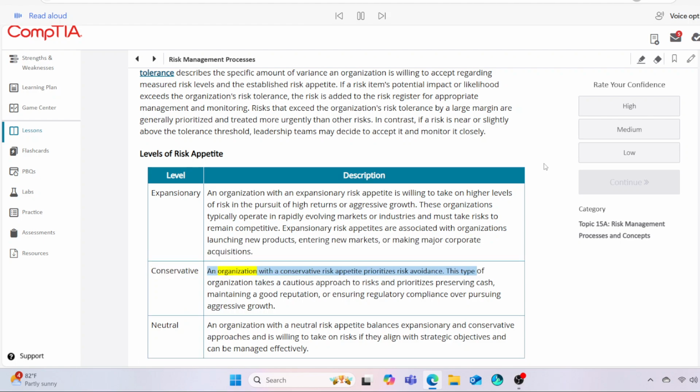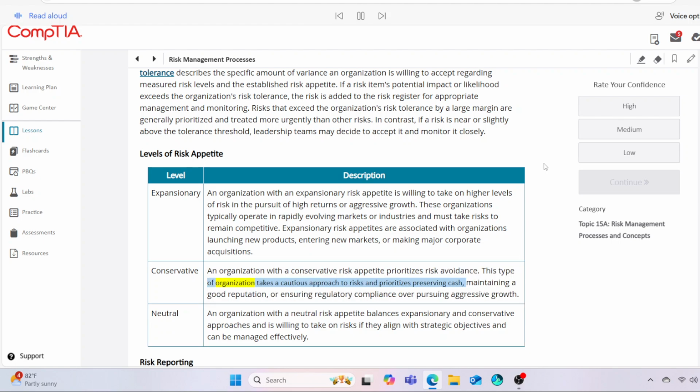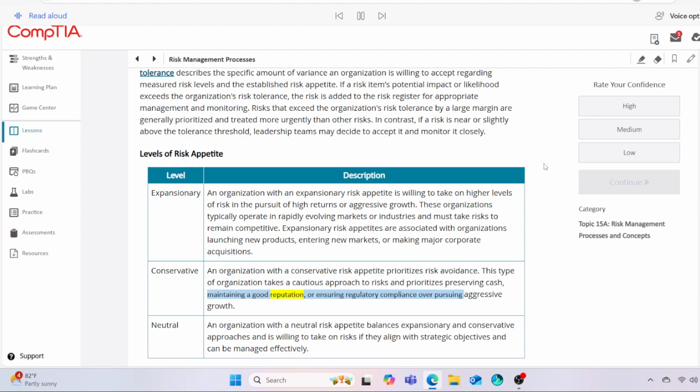Conservative. An organization with a conservative risk appetite prioritizes risk avoidance. This type of organization takes a cautious approach to risks and prioritizes preserving cash, maintaining a good reputation, or ensuring regulatory compliance over pursuing aggressive growth. Neutral. An organization with a neutral risk appetite balances expansionary and conservative approaches and is willing to take on risks if they align with strategic objectives and can be managed effectively.